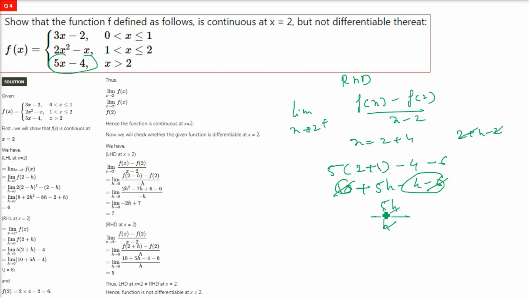So when you apply, you don't have to apply the limit because it has a constant. So left hand limit was 7. Right hand limit is 5. So left hand limit is not matching with right hand limit. That means this function is not differentiable at x equals 2. Okay.